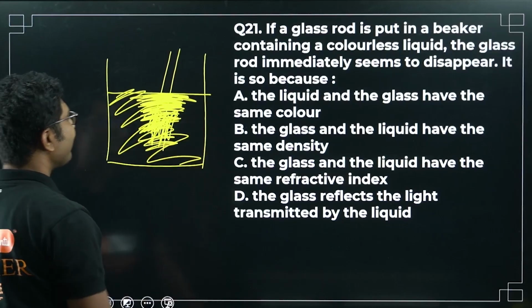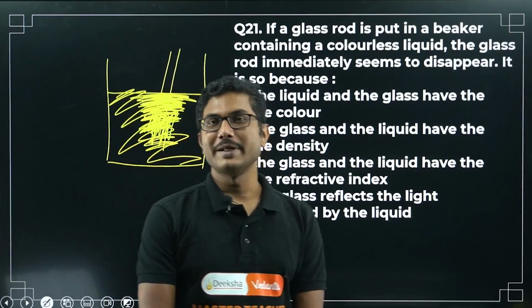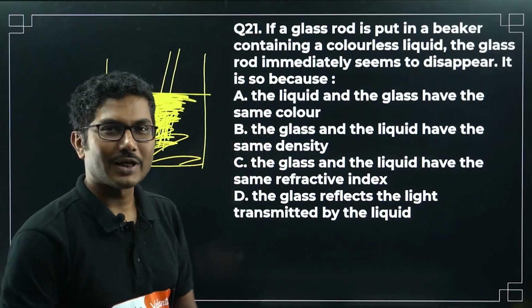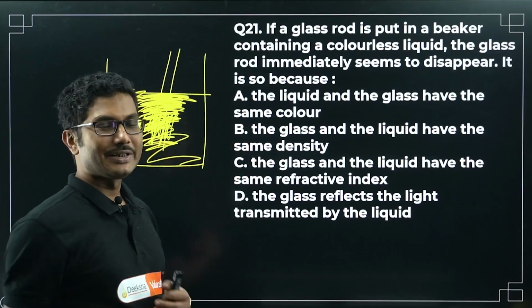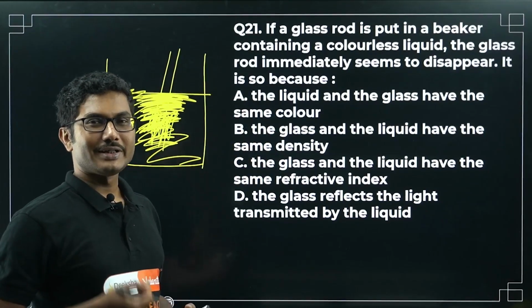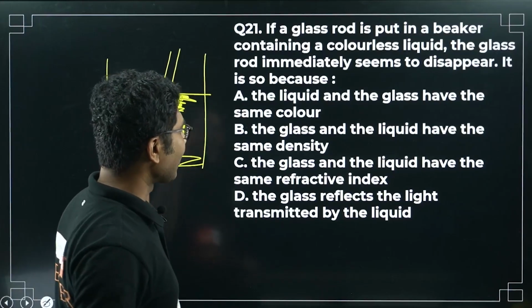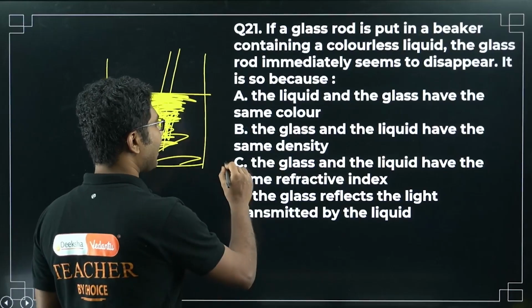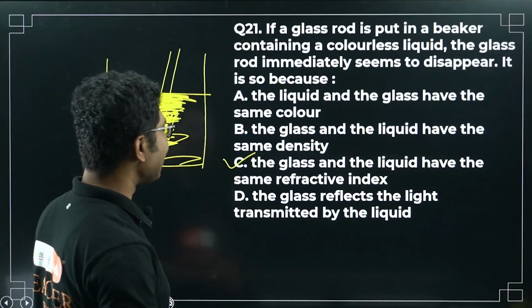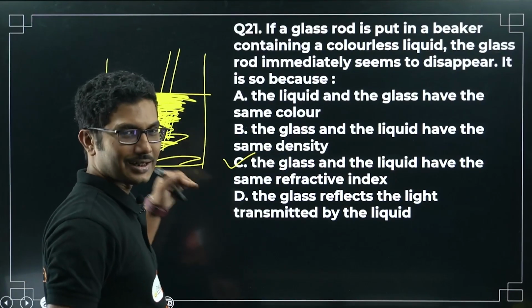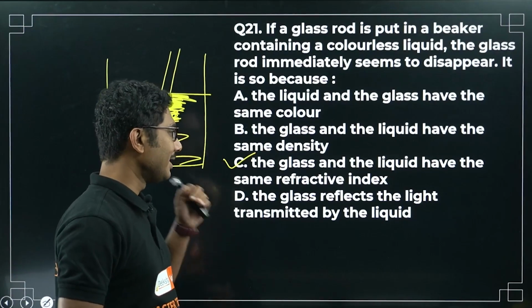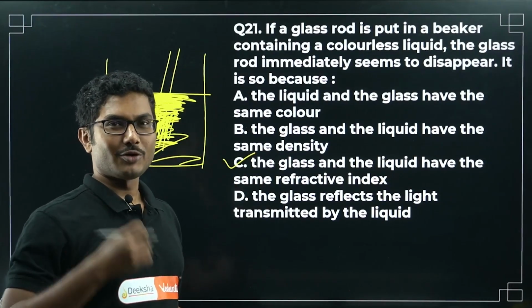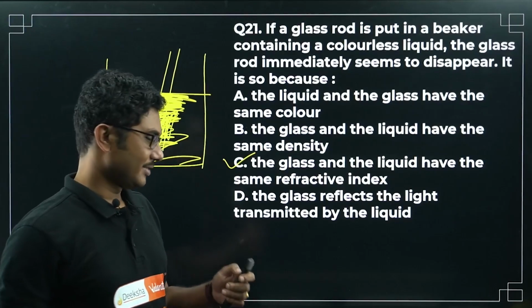Why? Because the refractive index of the liquid is equal to the refractive index of the glass, so that they merge with each other very quickly. So that's why they disappear. The glass and the liquid have the same refractive index, not the color. Color does not matter. It does not matter about the density. The only thing that matters in optics is the refractive index, right?